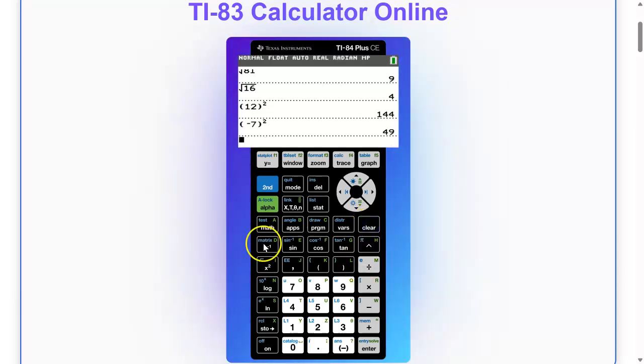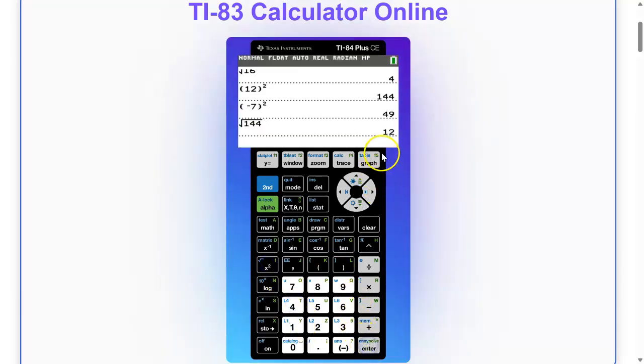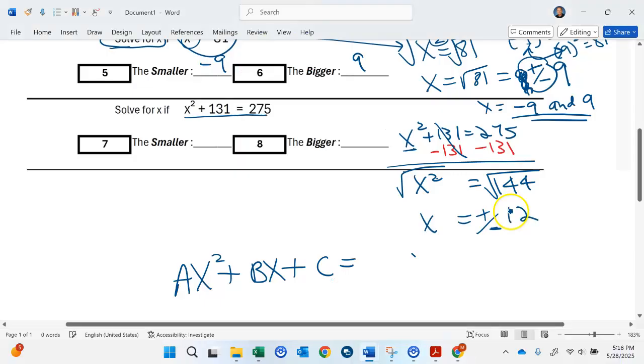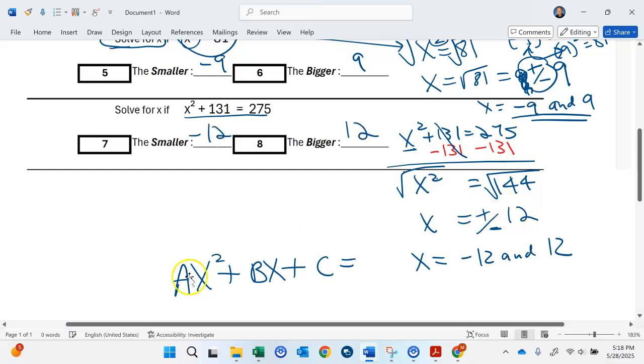Oh, sorry. I need to go like this. Second square root, 144. Enter. Now, the calculator, when you do this, only gives 12. But remember, it's positive and negative 12. So the solution really is negative 12 and positive 12. So negative 12 and positive 12.